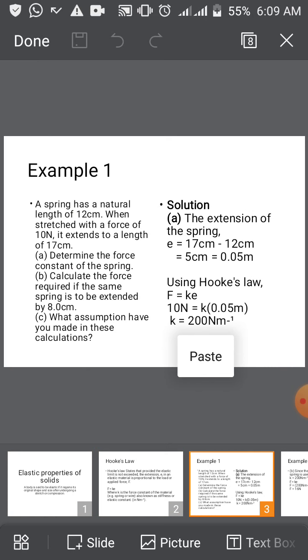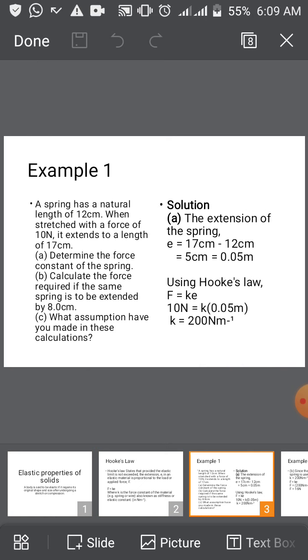A. Determine the force constant of the spring. B. Calculate the force required if the same spring is to be extended by 8.0 cm. C. What assumption have you made in these calculations? Solution.